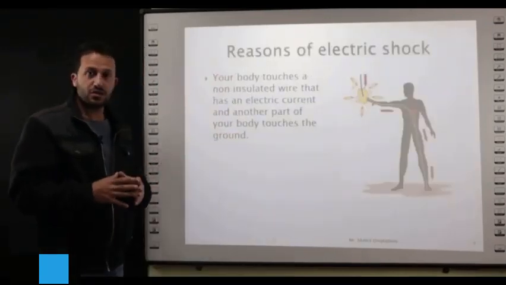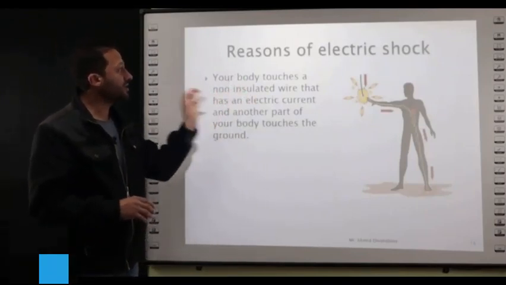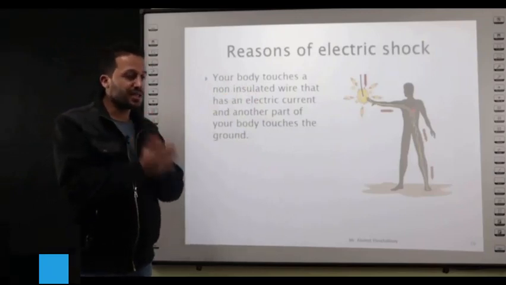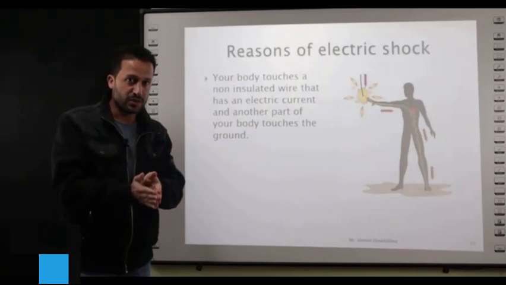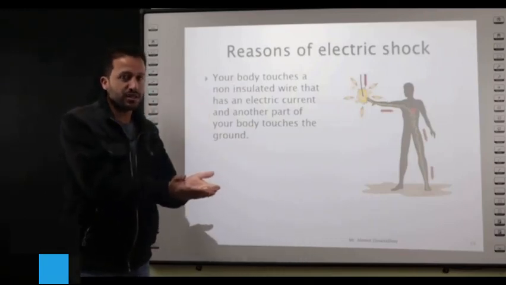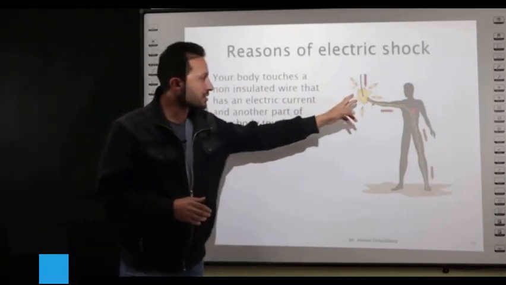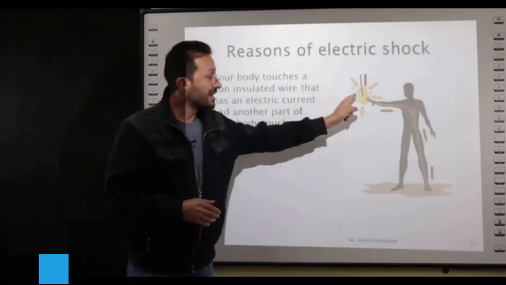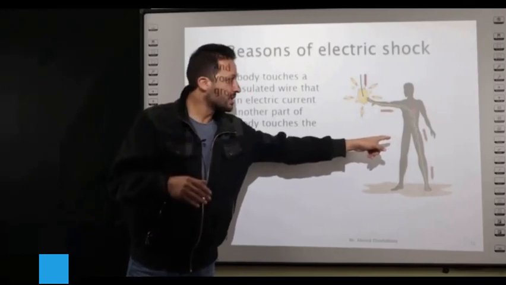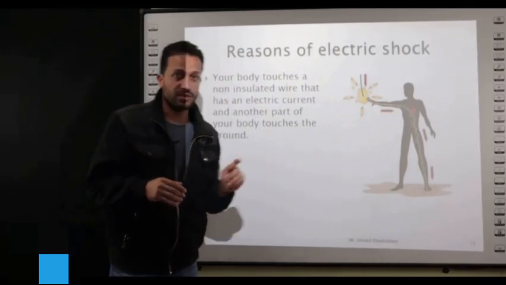So what are the reasons of electric shock? Number one, your body touches a non-insulated wire. Non-insulated wire means that the electric wire is not covered with plastic. So when you touch it, you become a part of the closed electric circuit and will get an electric shock. So when touching a non-insulated wire, the electric energy will pass through your body because your body contains water and will find its way to the ground.